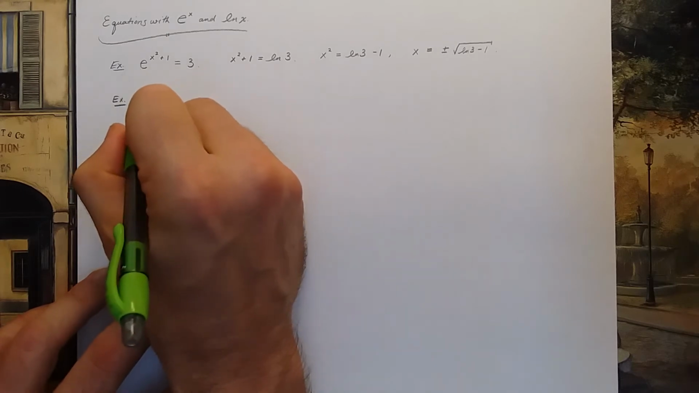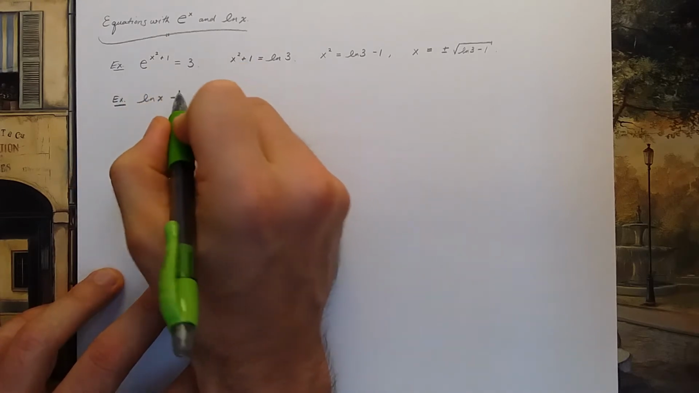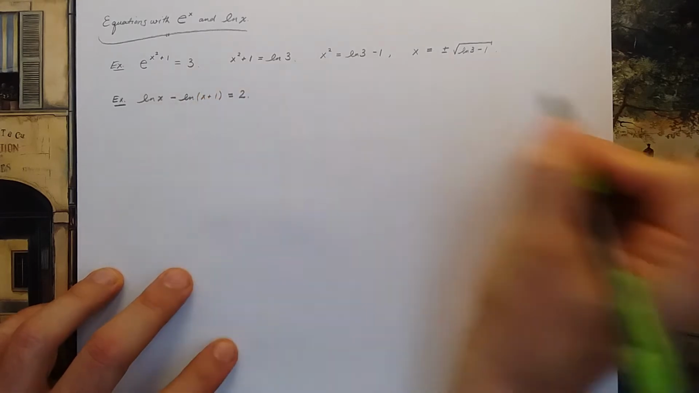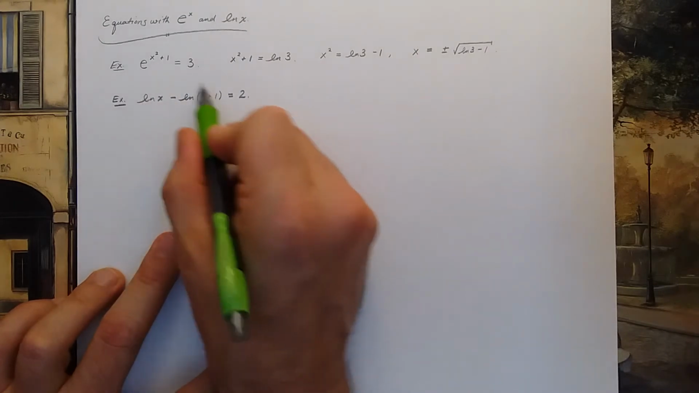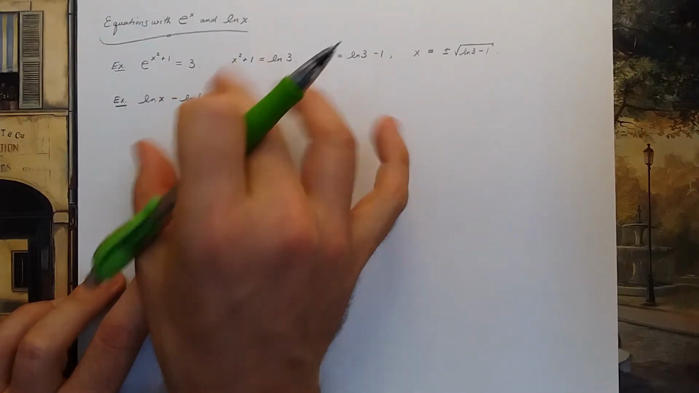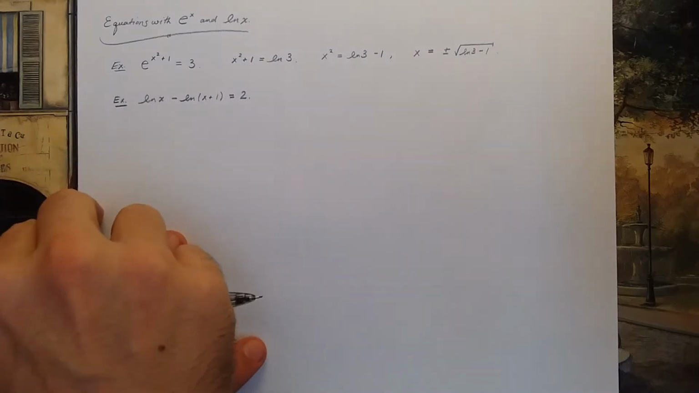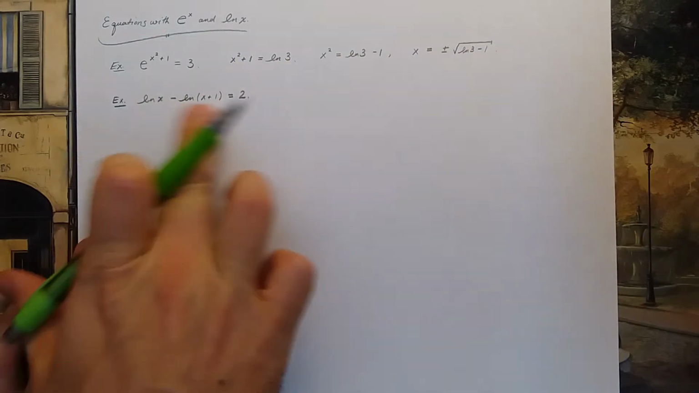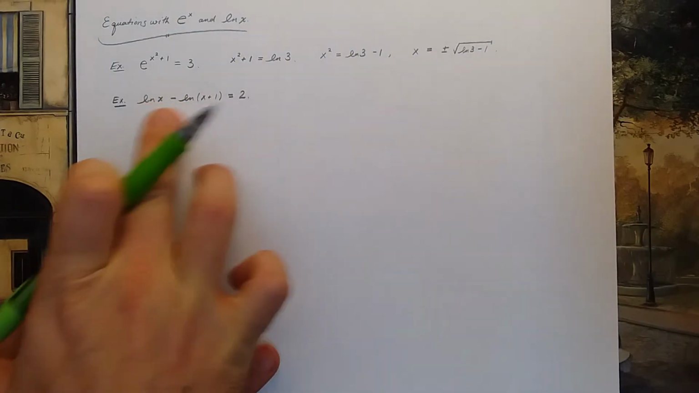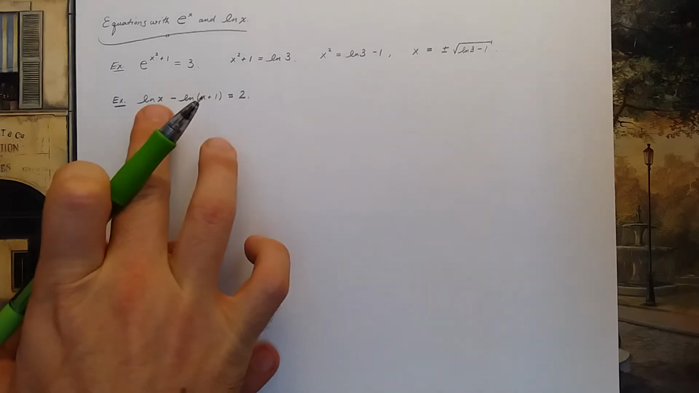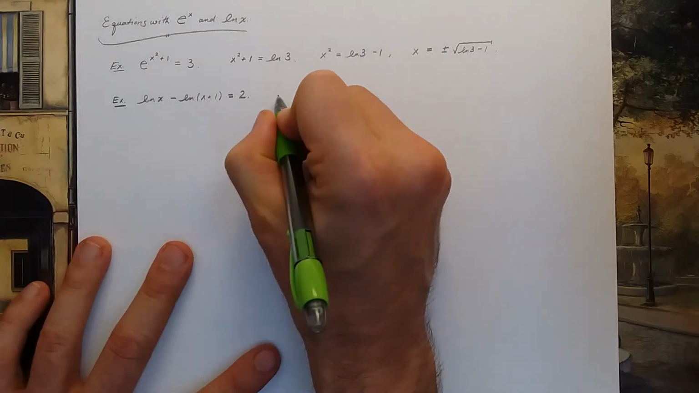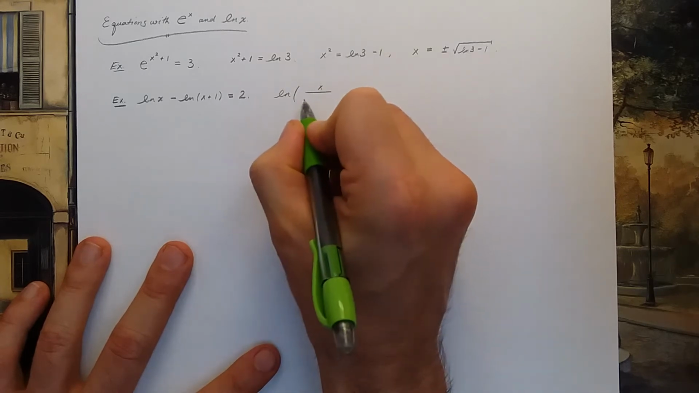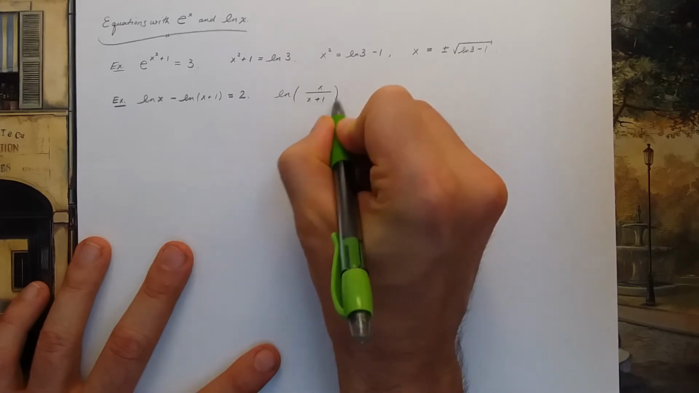How about the equation log x minus log (x plus 1) is equal to 2? So the idea is, again, to put a logarithm or an exponential on one side of the equation and then undo it with the inverse function. I'd like to get one single log on the left side of this equation instead of 2, so I can use that property of log that says this is equal to log of x over x plus 1 equals 2.